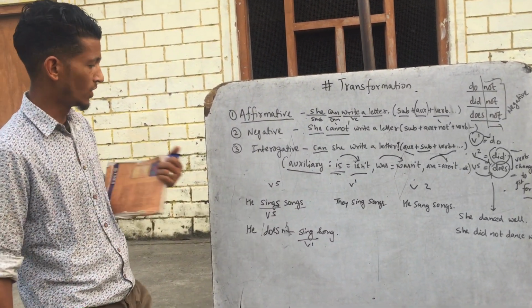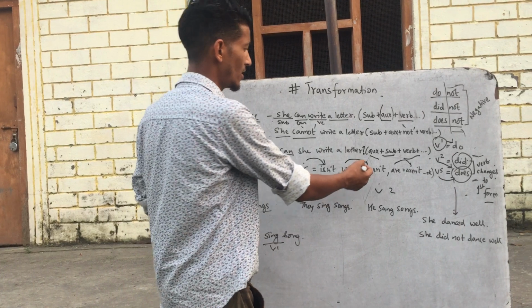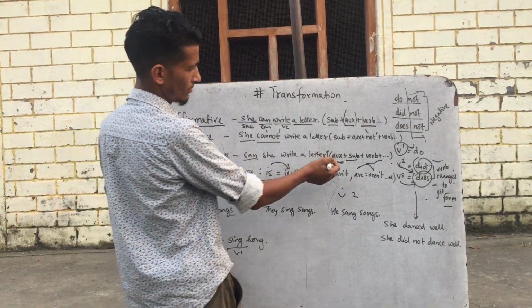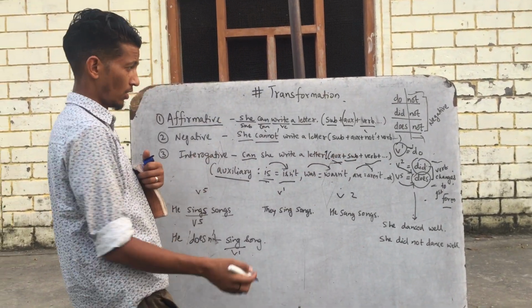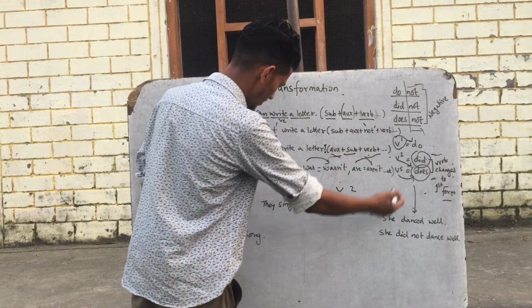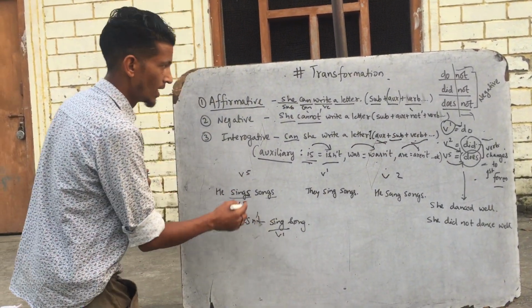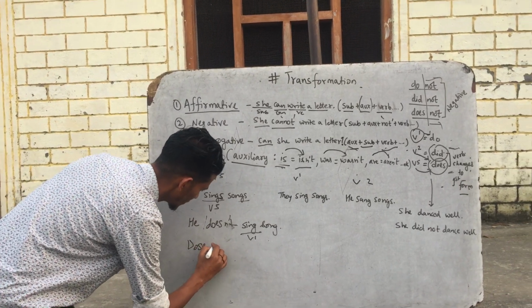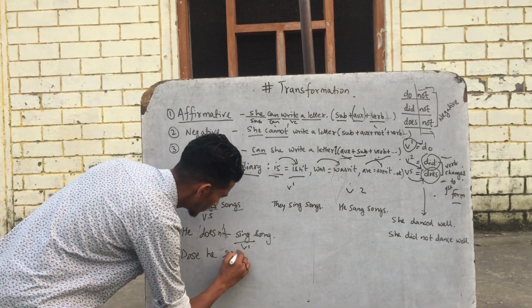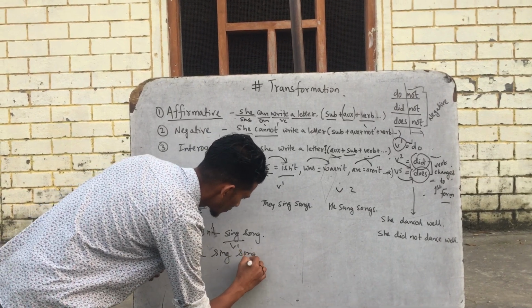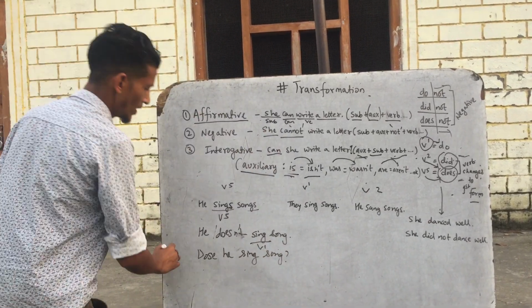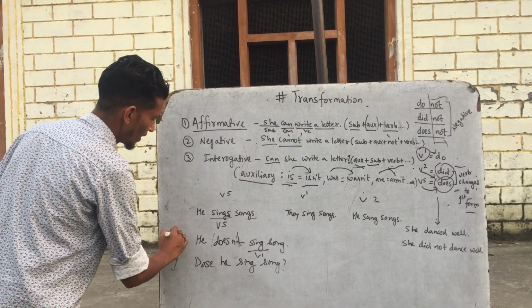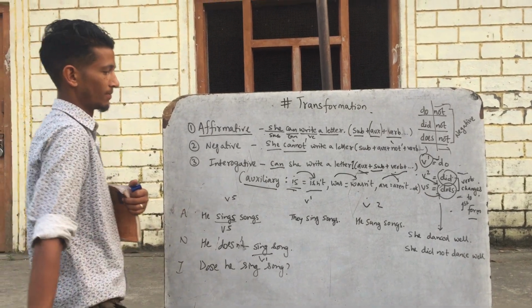Let's try to convert it into interrogative. So what does the interrogative formula say? It says auxiliary plus subject plus verb plus object. So how will I write? This is V5 again, so I will write, does he sing song? So this would be the interrogative part, this would be the negative, and this is affirmative.